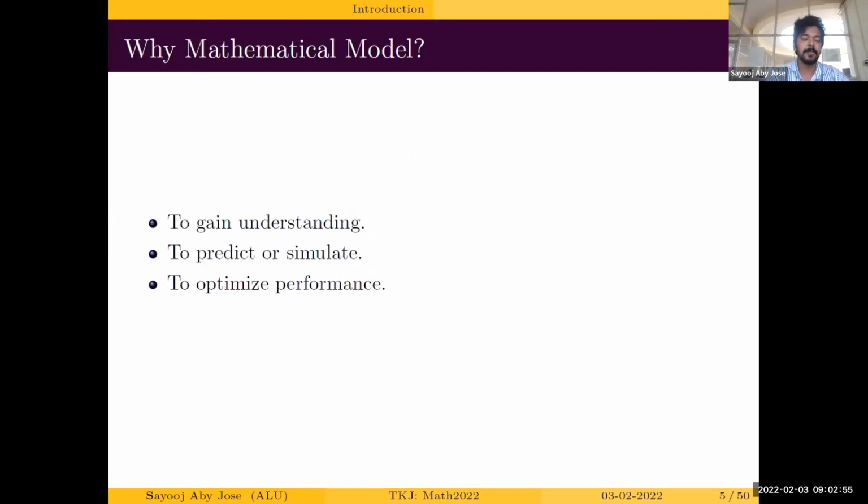structures. When we go to mathematical models, the important question is why these mathematical models are studied. It helps to gain understanding, to predict or simulate, and to optimize performance. This is the ultimate aim of the mathematical model. When we go through mathematical models, we can see that some problems are related to prediction, and some are related to control strategies and their importance. That is the main advantage of mathematical models.